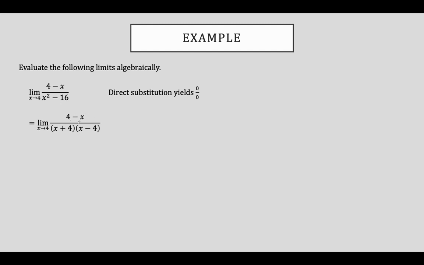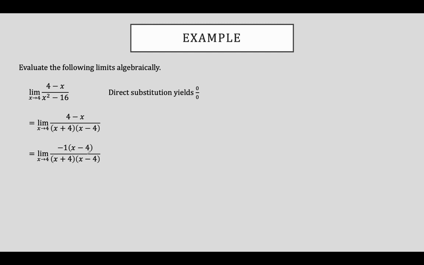This isn't as obvious right away. However, if we look at the numerator and we factor out a -1 from each of these terms, we can actually rewrite the numerator as -1 times the quantity x minus 4, right? Check by redistributing. -1 times x gives me a negative x. -1 times -4 gives me a positive 4. All right, so we can factor out a factor of -1 from the numerator.